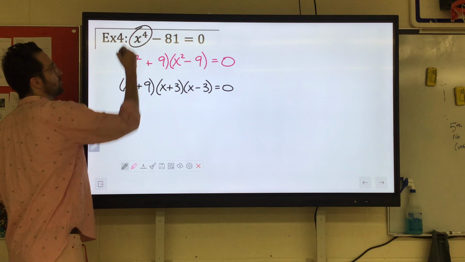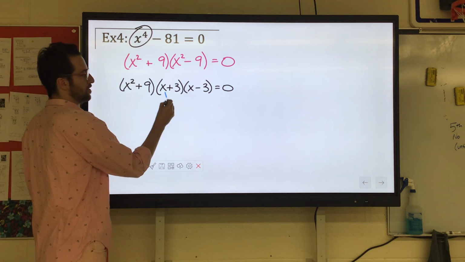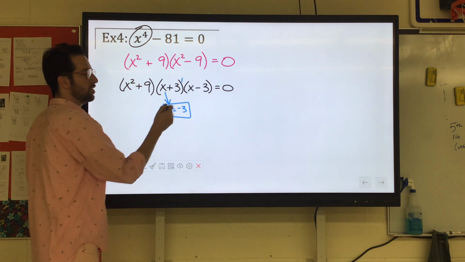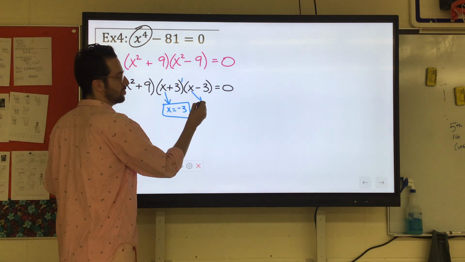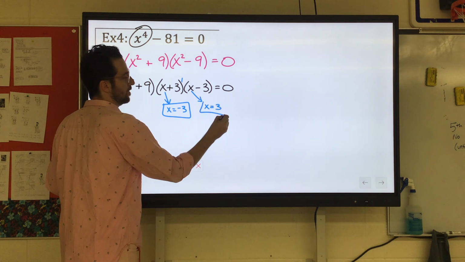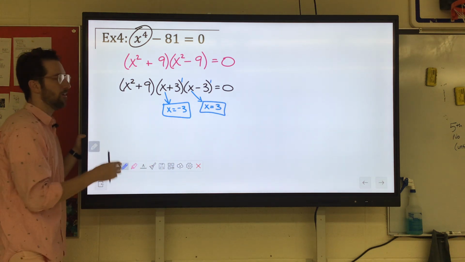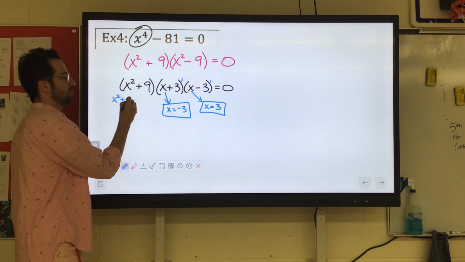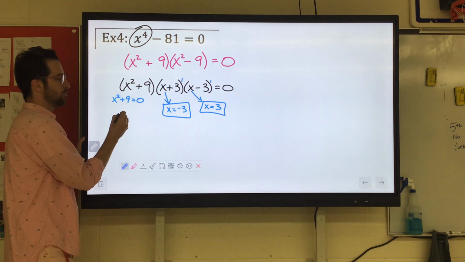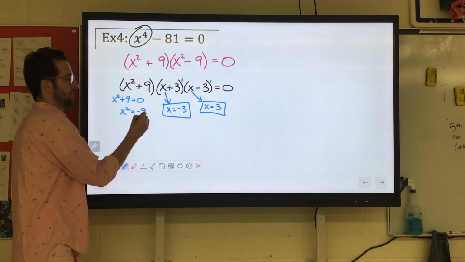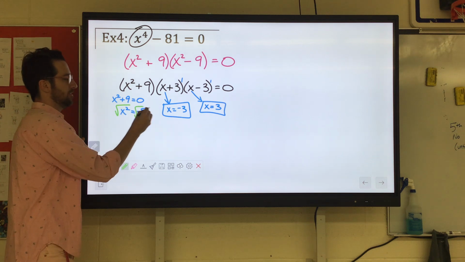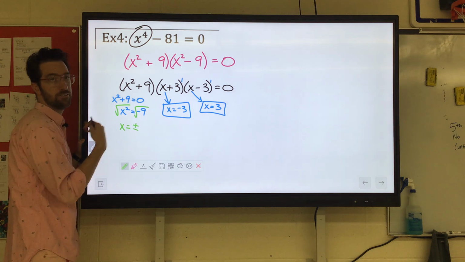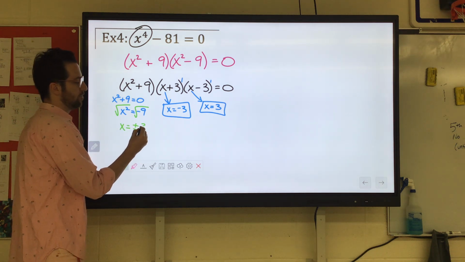Again, we're looking for 4 solutions here. So x plus 3, x equals negative 3. There's 1 solution because it's to the first power. X minus 3, x equals positive 3. That's 1 solution because it's to the first power. Here we have x squared. We're going to have to do some work. X squared plus 9 equals 0. You would subtract the 9, and then we would square root both sides. You're square rooting, so put plus or minus. That would be 2 solutions, positive whatever, negative whatever. Square root of negative 9 we would say is 3i.